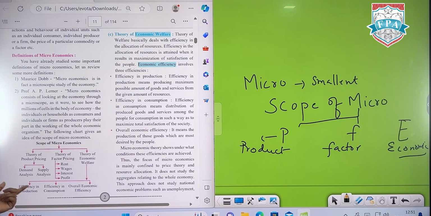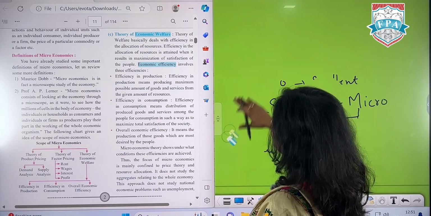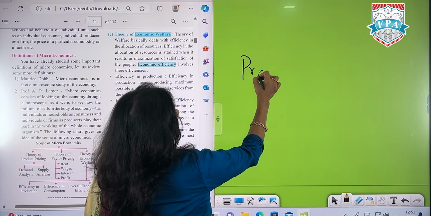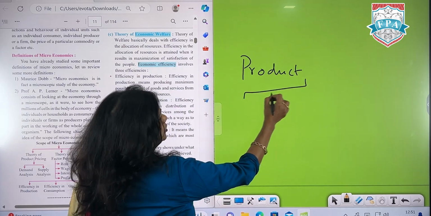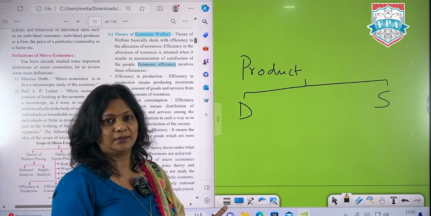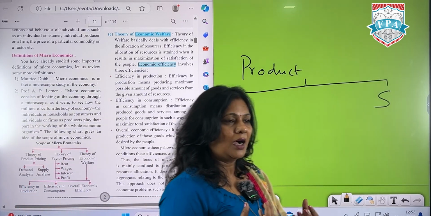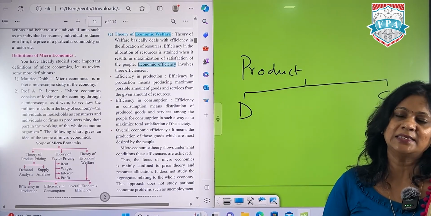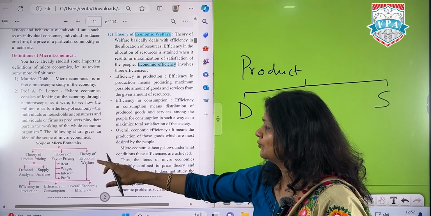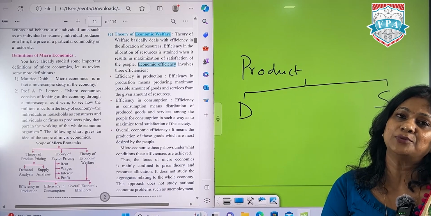Let us take up each of these terms. First of all, let's talk about product pricing. Now guys, for product pricing please remember just 2 terms: DS, demand and supply. What you need to write in the examination is that we are trying to find out the price at which the seller is ready to sell and the consumer is ready to buy. So we are trying to find out what is the price of a product at which the consumer would be ready to buy and the seller would be ready to sell.